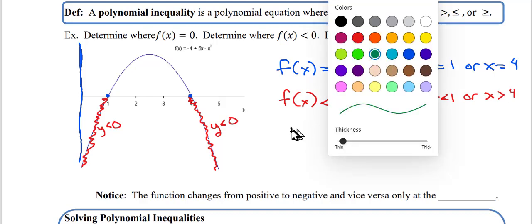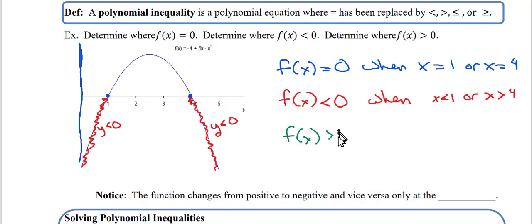Now let's talk about when f of x is greater than 0. In that situation, we are talking about the y values being bigger than 0. That's any of this part of the graph, right? All of these y values here represent y values bigger than 0. So we have f of x, or the function, greater than 0 when x is between 1 and 4.